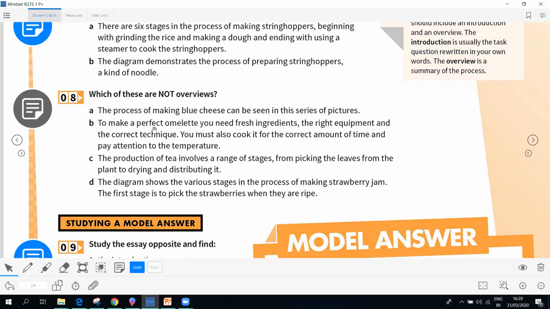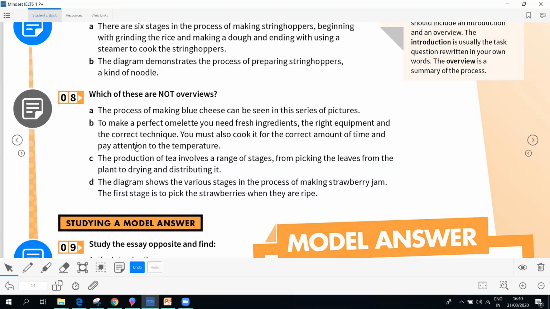Remember, overview should have information about the data. It could be a summary. It could be a summary of the process. It should have some information about the data. You can pause the video, read the options A to D, and note down your answers. Done?